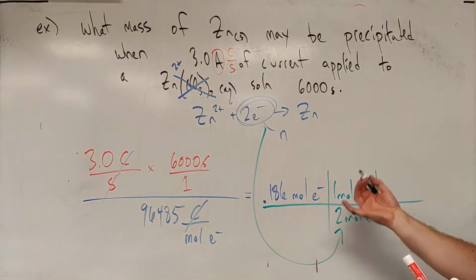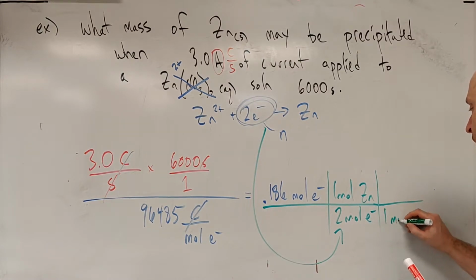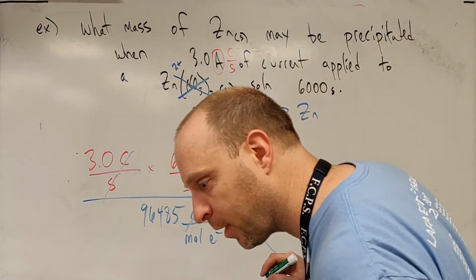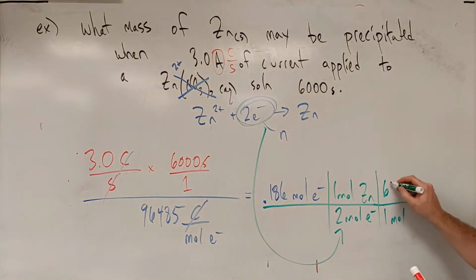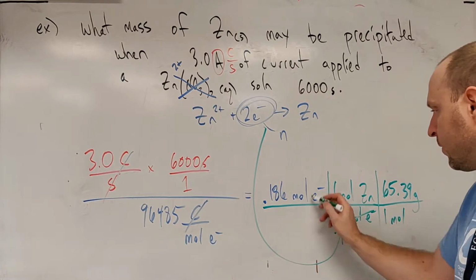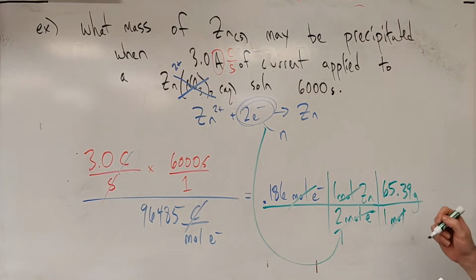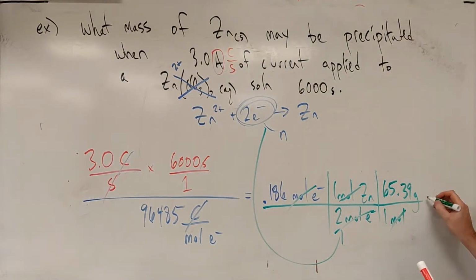And then we go one more step and we say, oh, for every 1 mole of zinc, there are 65.39 grams of zinc. And we can follow: moles of electrons are gone, moles are gone, moles are gone, and we get grams of zinc, which in this case ends up about 6.1 grams of zinc.